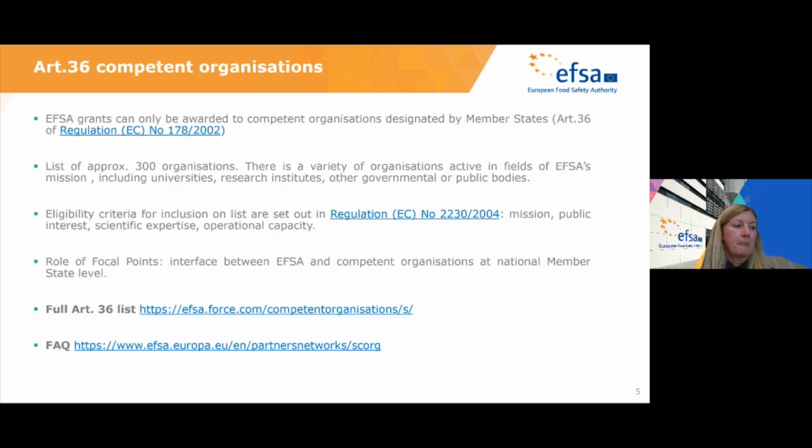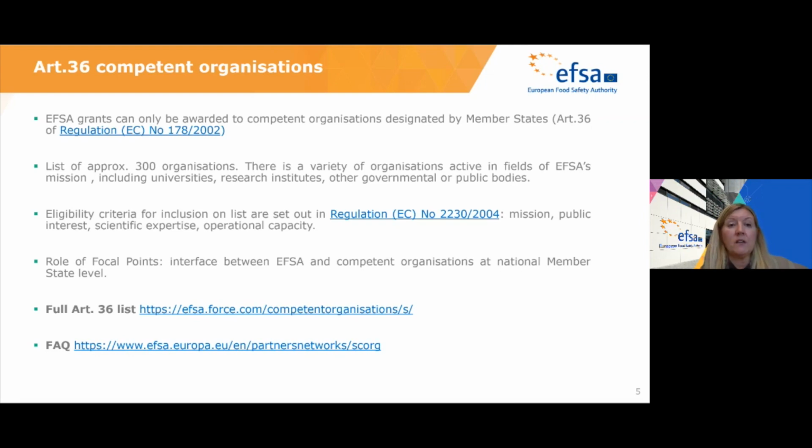Now, as we mentioned before, not everybody can apply for EFSA grants. EFSA grants can only be awarded to organisations which are on something called the Article 36 list. Now, the Article 36 stems from our founding regulation 178 of 2002. And in Article 36, it foresees that there will be a limited pool of organisations that we could entrust tasks to on behalf of EFSA.